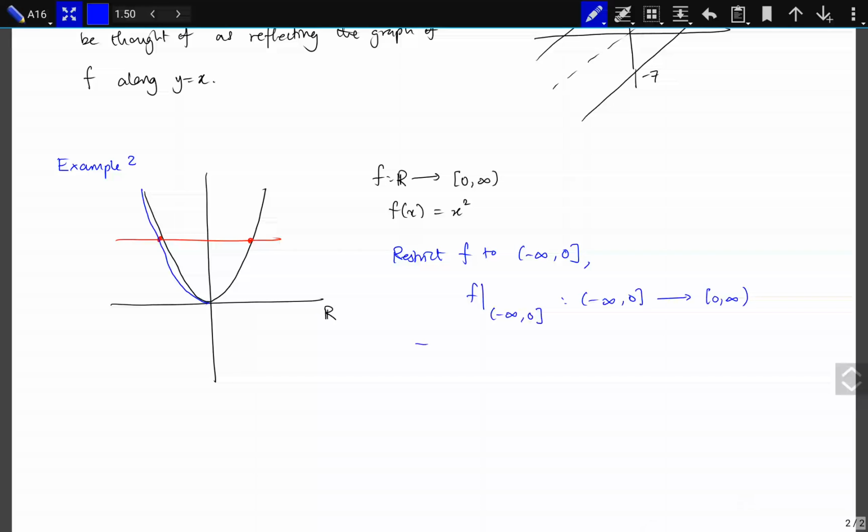And this has an inverse. Well, pictorially, we know that it has to be a reflection along the y equals x line. So it looks something like this. Let's draw that a bit better. It's the green one, which looks something like g of x is equal to minus square root of x, where g goes from the non-negative reals to the non-positive reals.